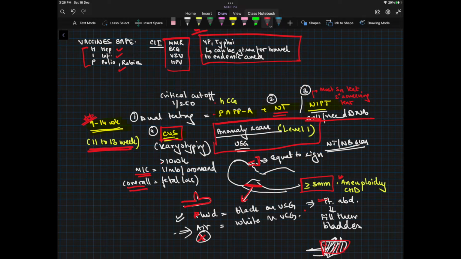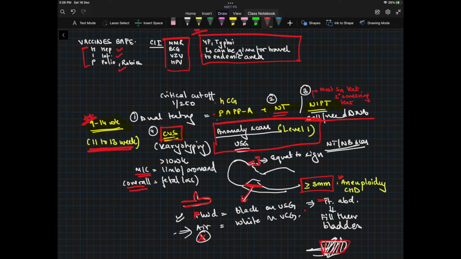So in this scan, what we do is take a sagittal section of the baby, right? And behind the neck is present the nuchal thickness. It should be less than 3 mm. If it is more than 3 mm, it is indicative of aneuploidy and congenital heart disease. The other thing that is checked is the presence of the nasal bone, right? It forms an equal to sign, and if it is seen, then the nasal bone is measured, right?